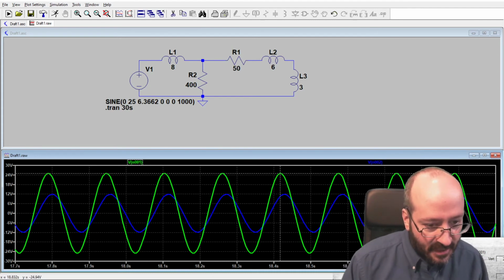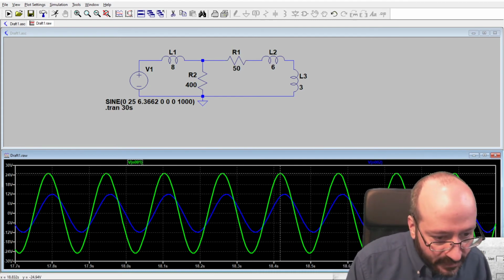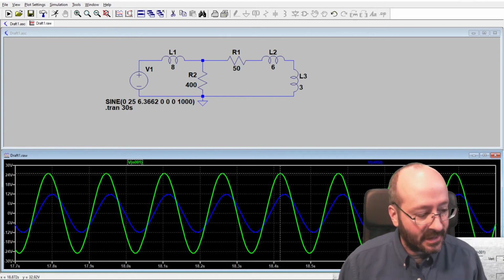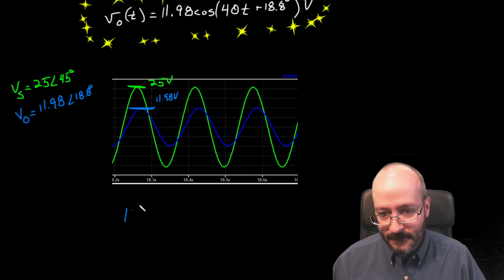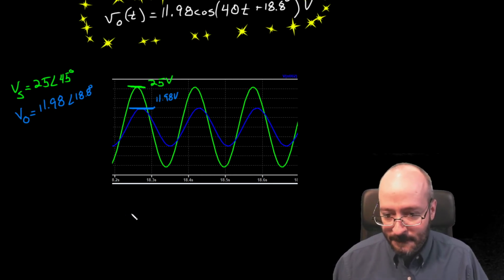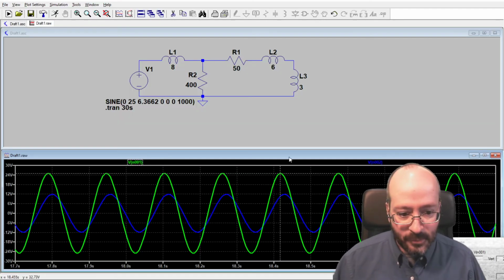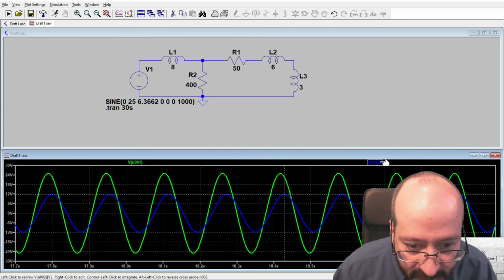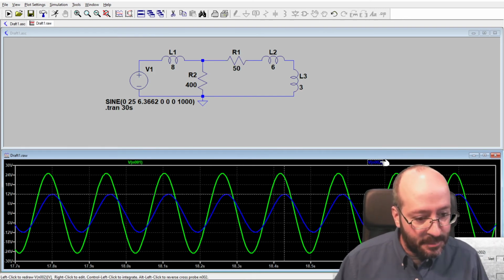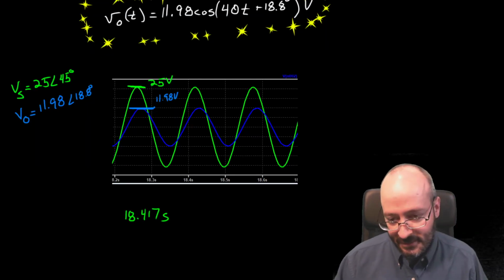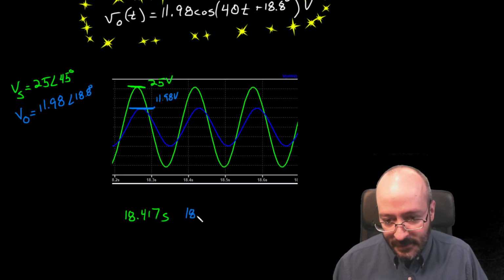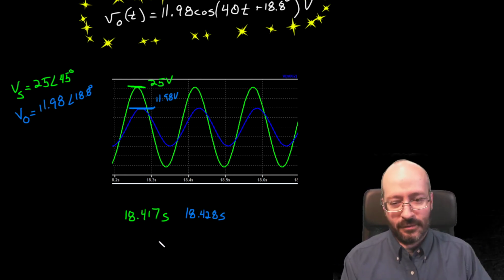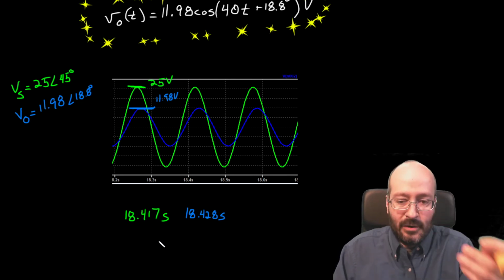Okay, so let's put this on the peak here, and it looks like we've got 18.417, let's call it, seconds. So we got 18.417 seconds for the green. And then let's play the same game for the blue. I'm looking for the positive peak, and it's just shifted to the right a little bit, 18.428. Okay, 18.428 seconds. Maybe I need some more precision in there, but I think with all of our rounding error, this is going to be a close result, but it's not going to be a perfect result.